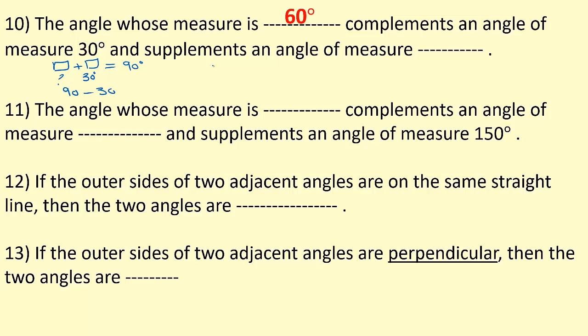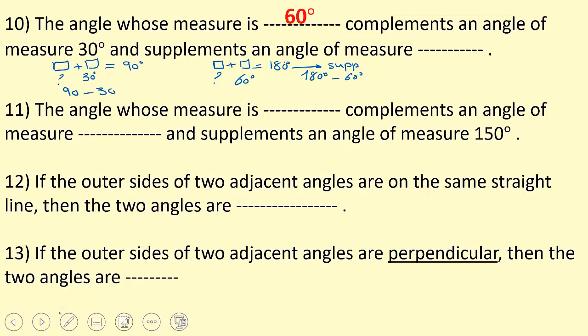We know that if I have two angles and they sum up to 180 degrees, then they are supplementary. If I have one of them equal to 60 degrees, what is the measure of the other supplement angle? I'm going here to make 180 degrees minus 60 degrees, and I will have the measure of the supplement angle, which is equal to 120 degrees.